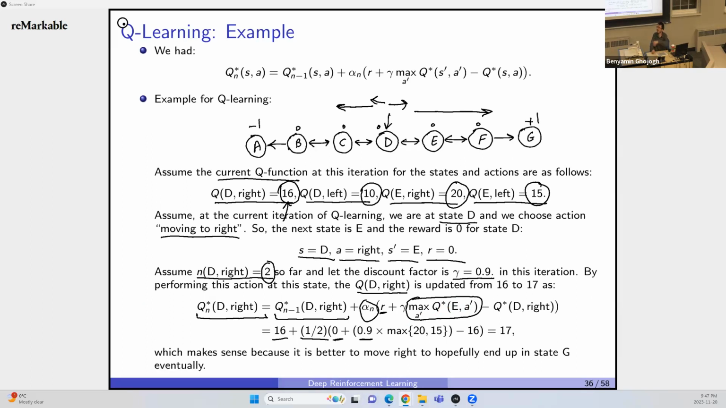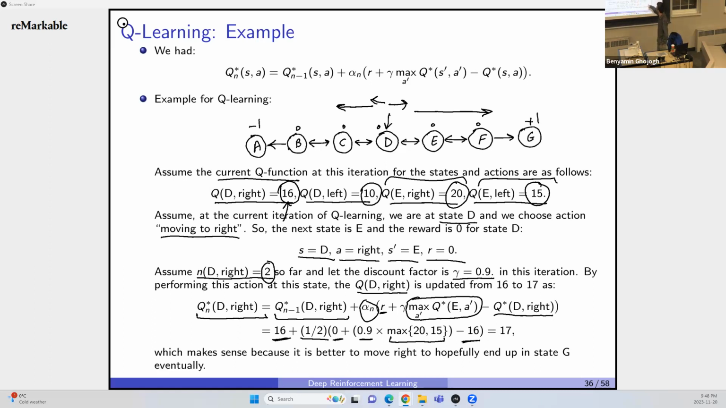So basically, how many actions are possible in state E? Left or right, right? So I should maximize between this and this. I have 2 actions possible in E. If I had 3 actions, I need to maximize over 3 things, right? So maximum of 20 and 15, of course, becomes 20, right? So as you see in temporal difference, I'm also considering in the next state, what is the best thing to do? What is the value of the best thing to do? Minus Q of D and right, which was 16, which is also here.